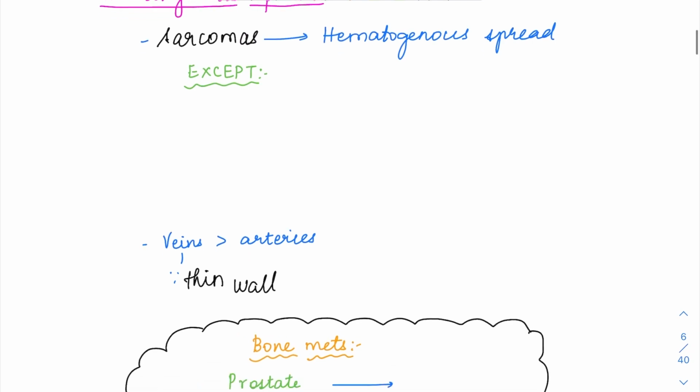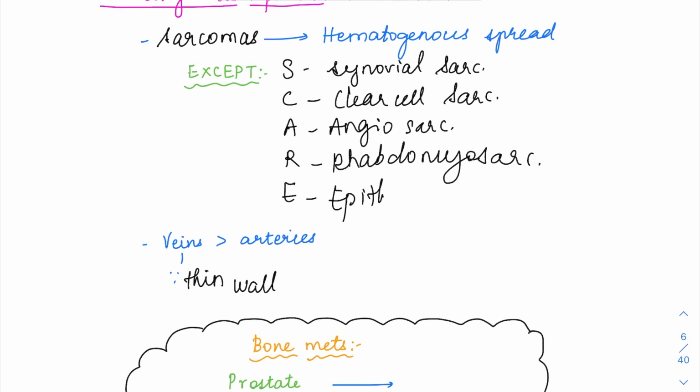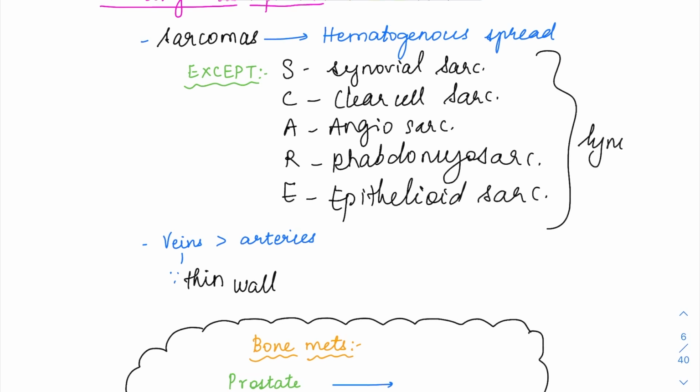Exceptions are again there. We have a mnemonic called SCARE. SCARE stands for synovial sarcoma, then clear cell sarcoma, then angiosarcoma, rhabdomyosarcoma, epithelioid sarcoma. All of these sarcomas are going to involve the lymphatics and cause lymphatic spread rather than hematogenous spread.